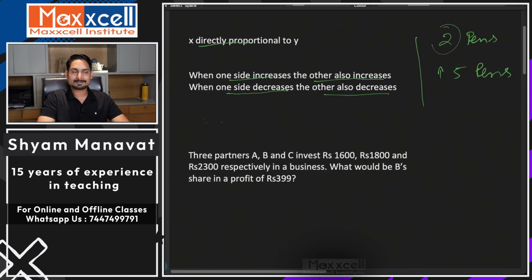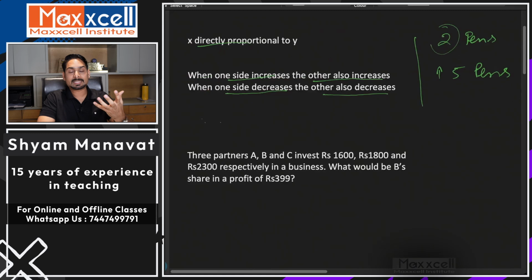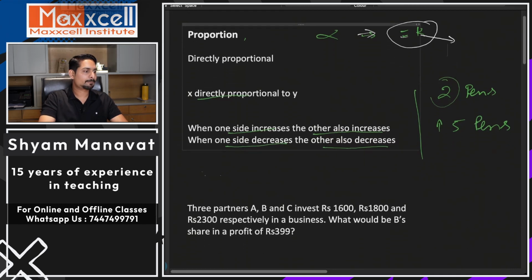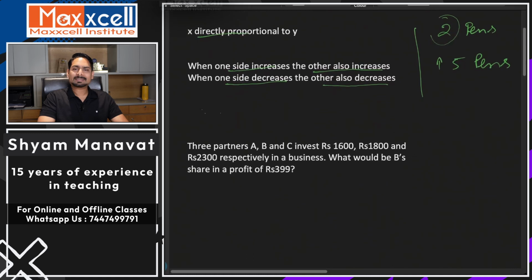So I hope what directly proportional means is clear to you. This is the sign of proportion. If you want to replace it with the equal sign, you need to have K, which we call the proportional constant. All right, I hope this is fine. Now let's take some examples. Let's solve some questions and understand well.